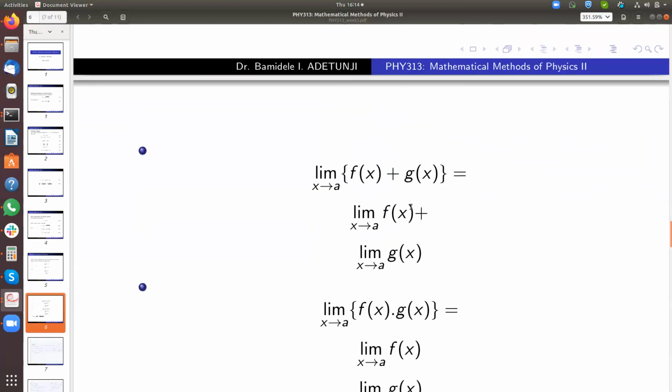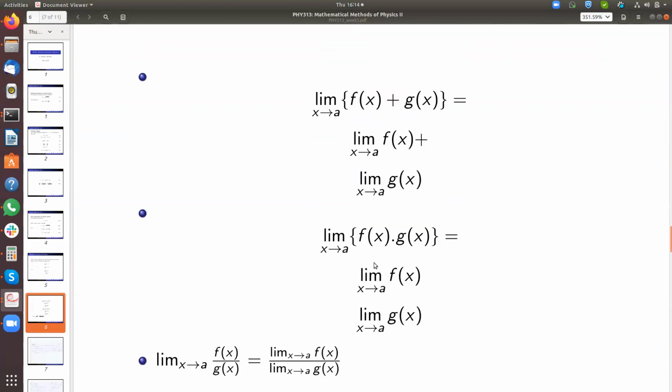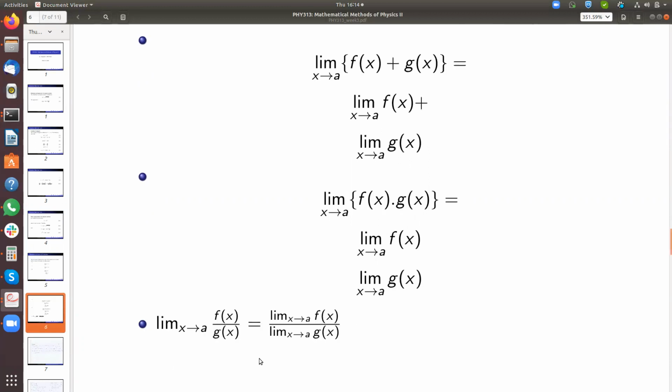Another rule is this. When you have the limit of f of x plus g of x as x tends to a, you can write it as a singular entity, which is equal to the limit as x tends to a of f of x plus the limit as x tends to a of g of x. The same thing when you have multiplication: the limit as x tends to a of f of x times g of x is the limit of f of x times the limit of g of x. Likewise, you can do the same thing for the limit of f of x divided by g of x, which can be written in this format.